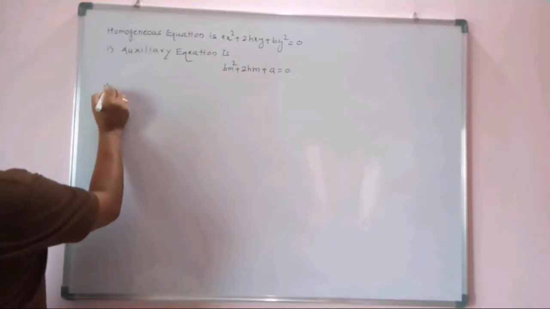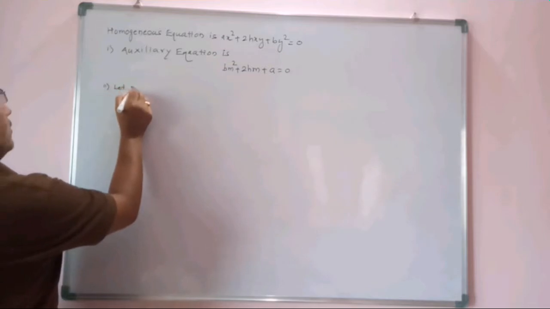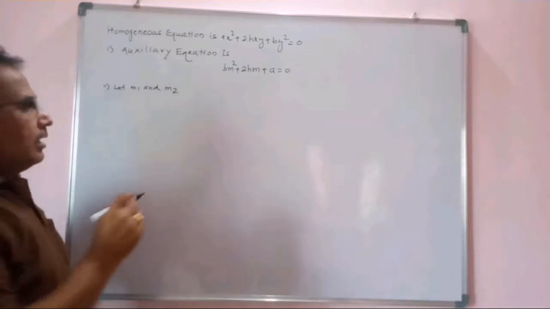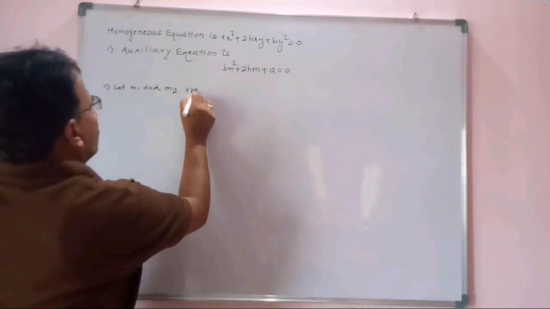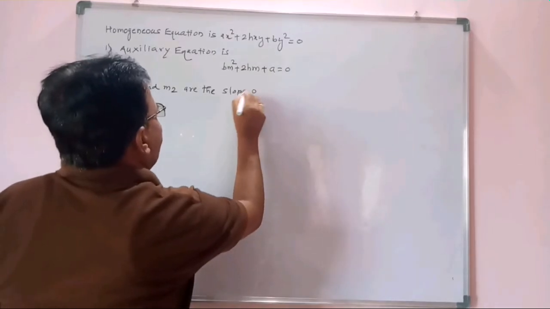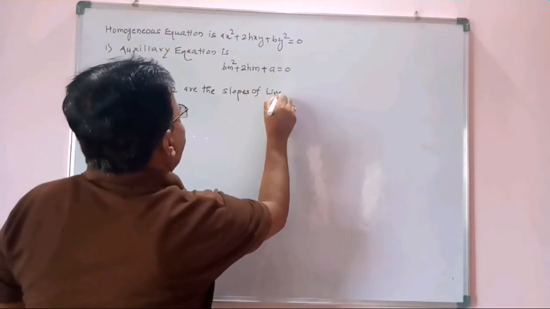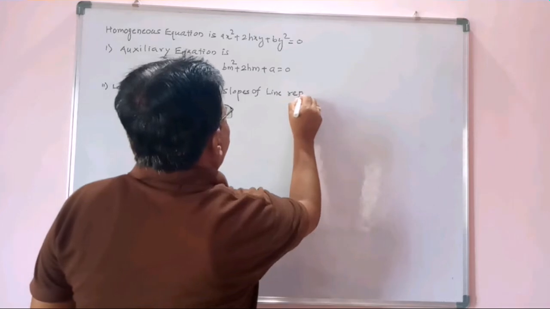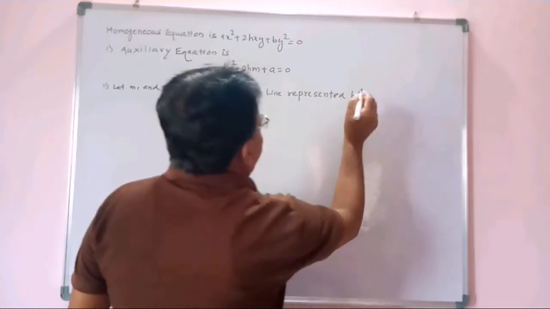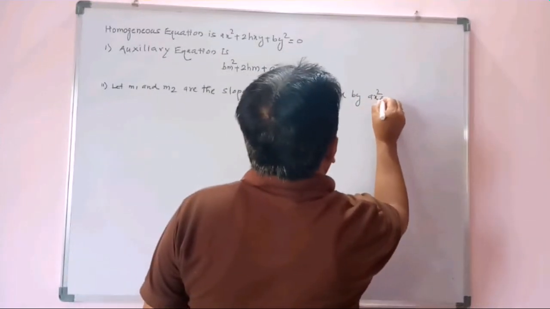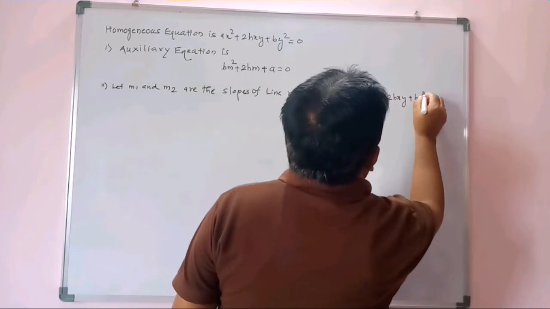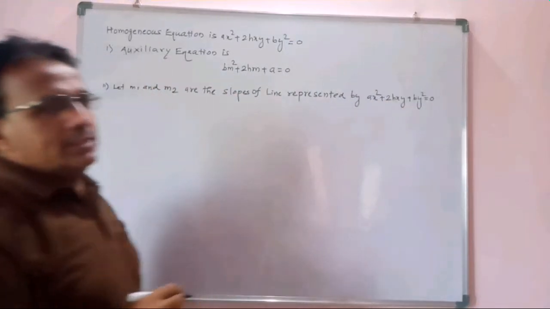Therefore, for the second condition, let m1 and m2 be the slopes of the lines represented by the equation ax square plus 2hxy plus by square equal to 0. This is the homogeneous equation.